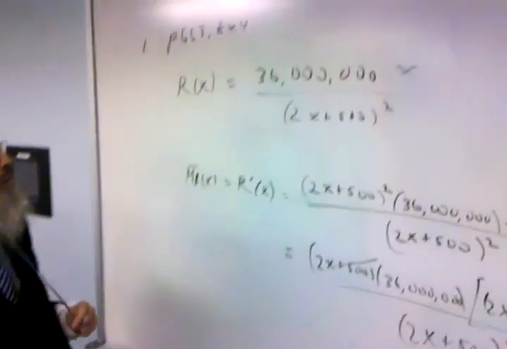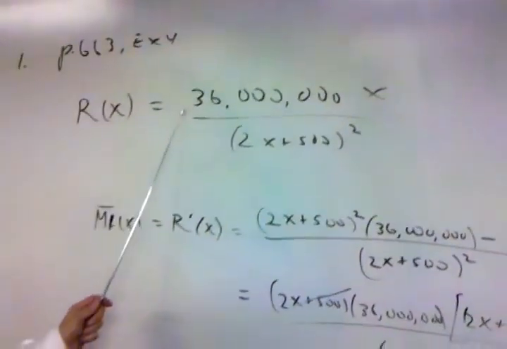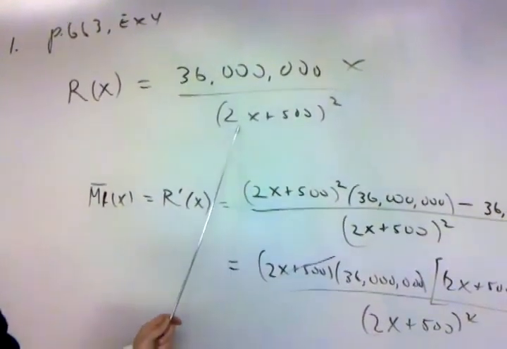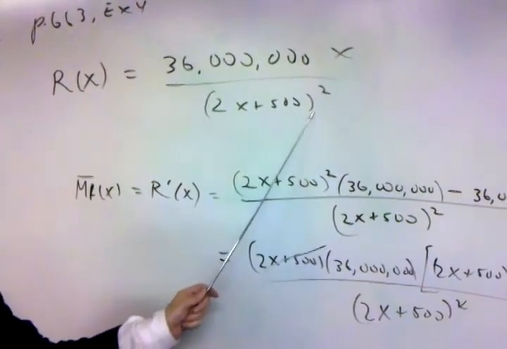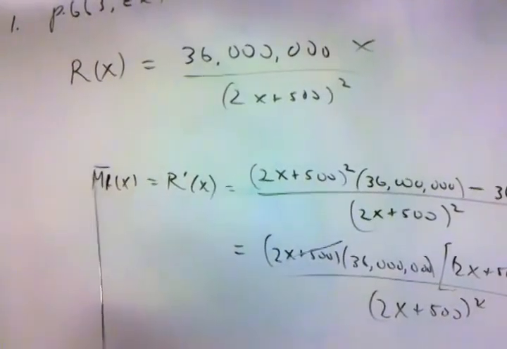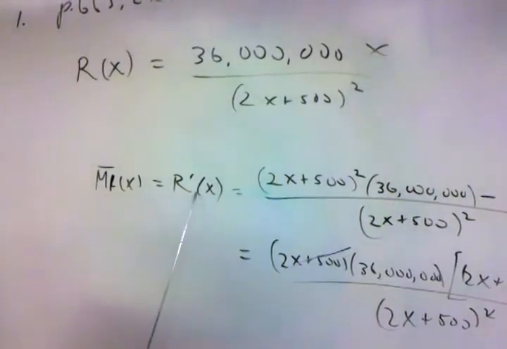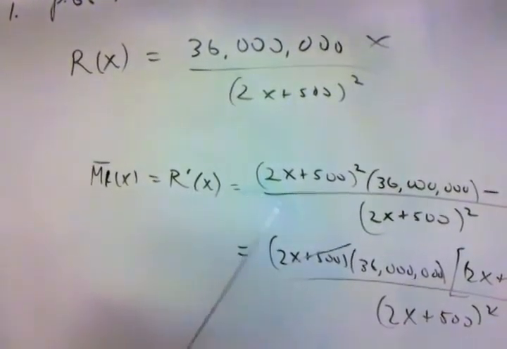It says as follows: a revenue function given in dollars is R of x is 36 million times x over (2x plus 500) quantity squared. And the question is, find the marginal revenue function, which is MR of x, also called R prime of x, and also compute it when x is 50. Before we compute it, the computation is here.